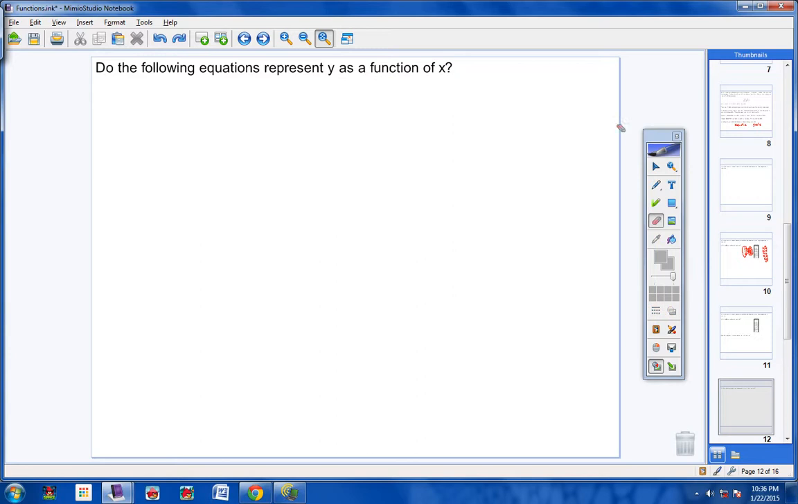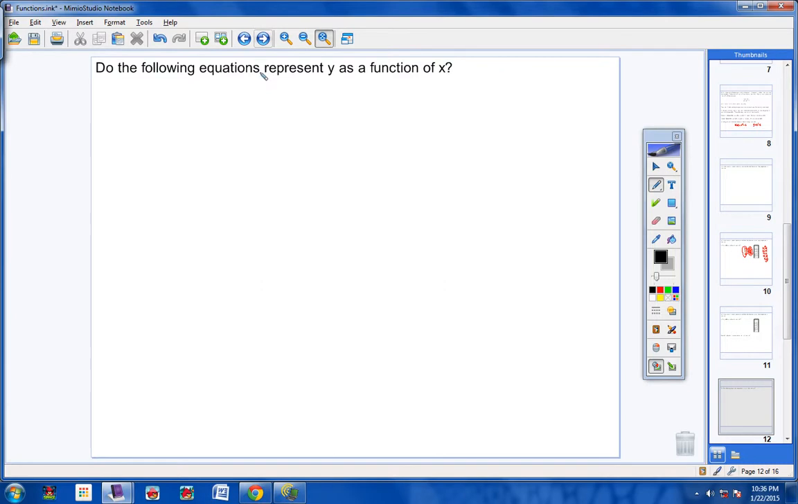So if this was turned around, if it said, is x a function of y, then you would want x by itself, and the only variable you would want over here would be y. Now you can have numbers and stuff like that, but the only variable that you can have over here is y, because x as a function of y means x dependent upon y, or x written in terms of y. Okay? So, when it says, do the following equations represent y as a function of x?